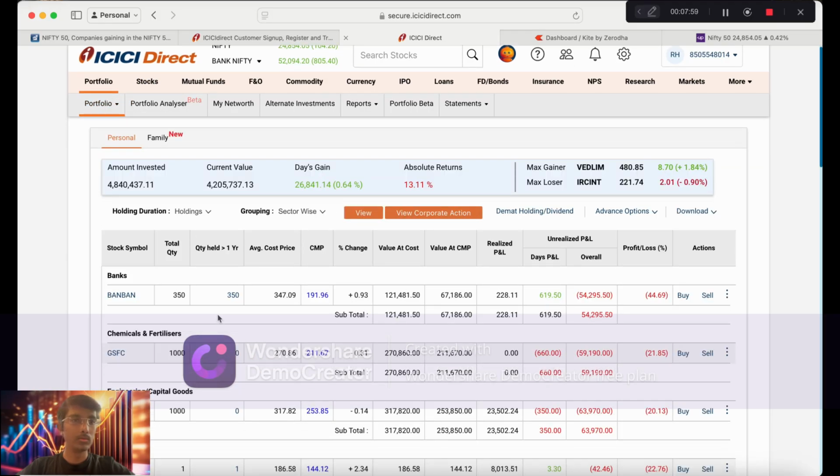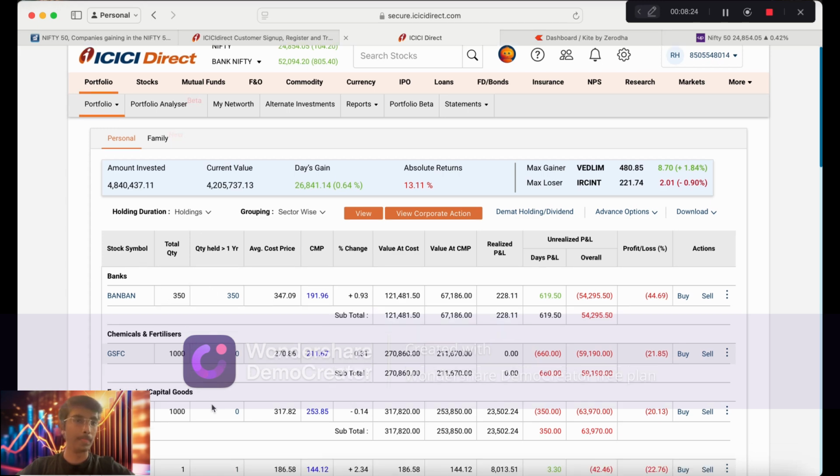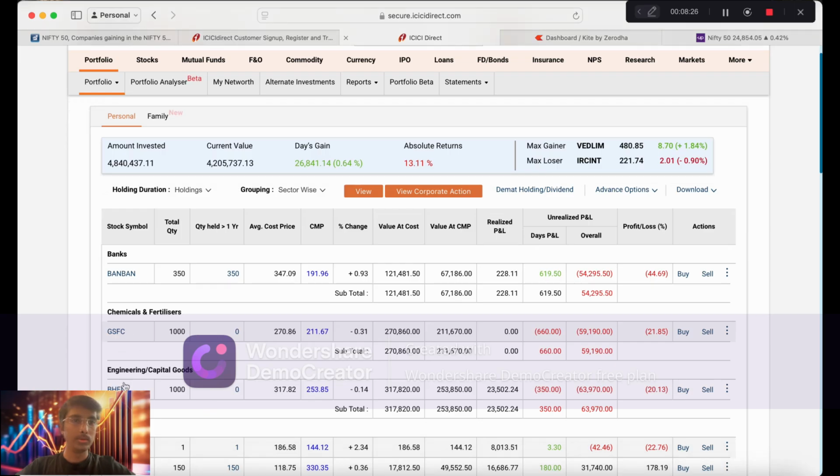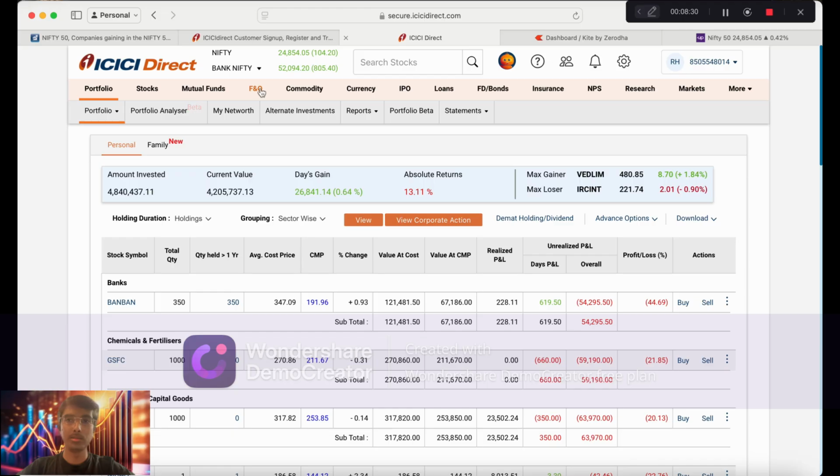In portfolio, the stocks are there. See, for example, I have taken Bandhan Bank, 350 stocks available. Like that, the SBI we bought previously will come in this portal, in this menu bar. I have taken BHEL, all are there. I'm just showing examples. I'm not showing MMT options.